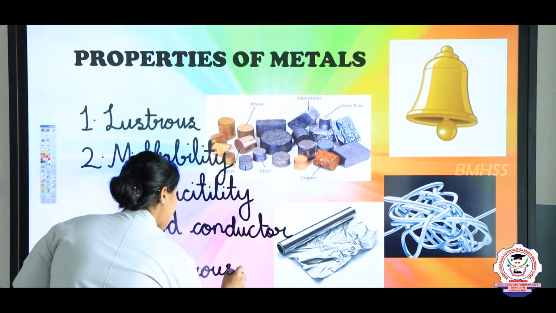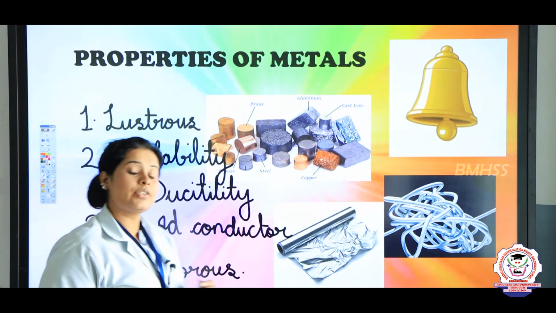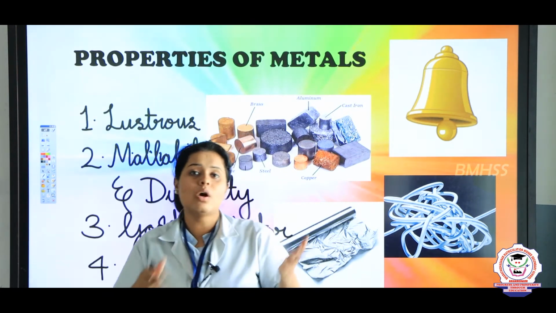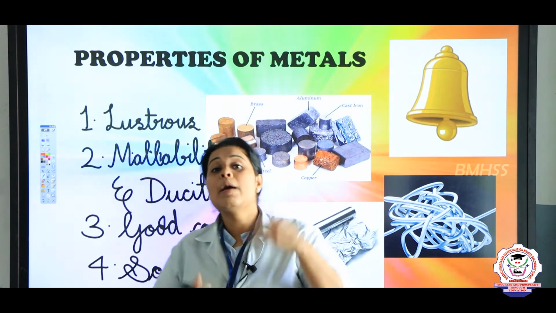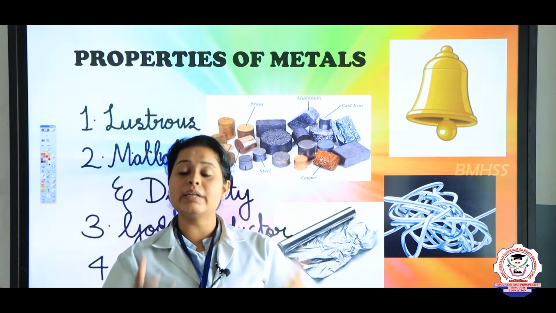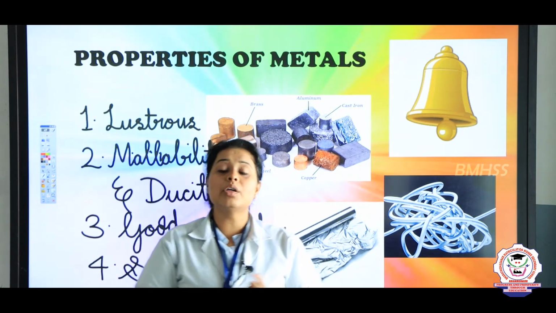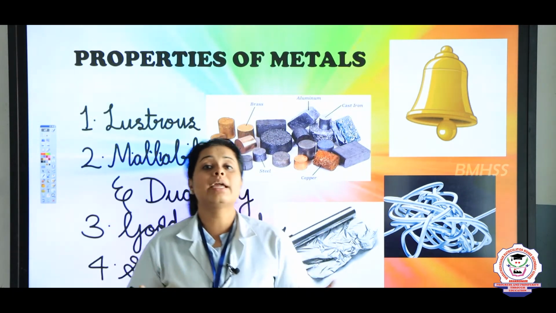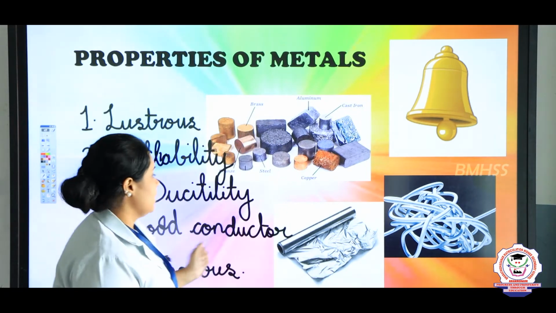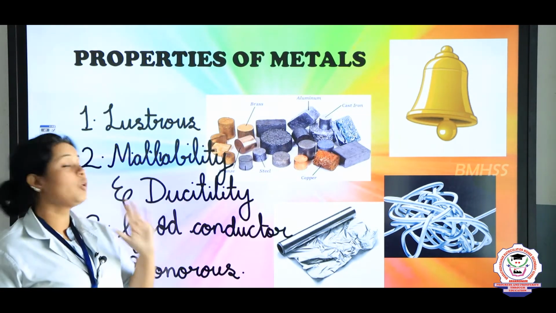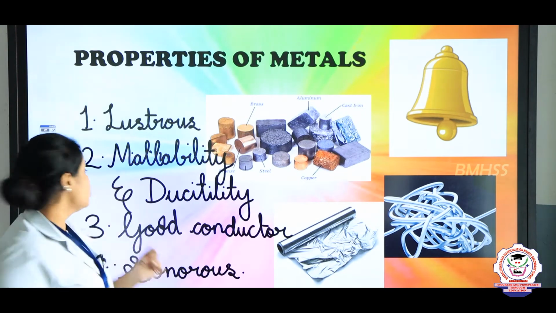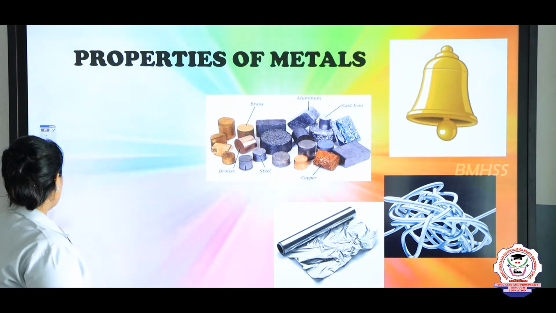Okay students. After that, the physical state of all the metals is generally solid, except mercury, which is a metal but is always present in a liquid state. Yes, these are the physical properties of metals. So now let's see what the chemical properties of metals are.